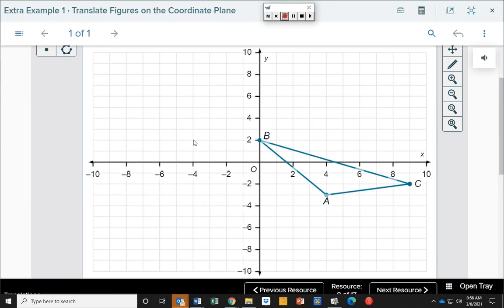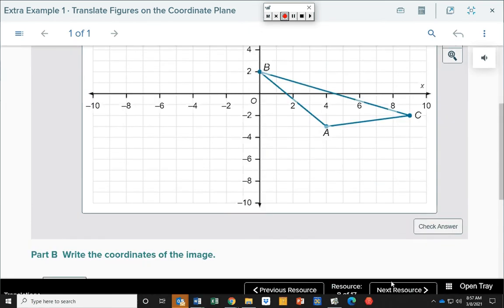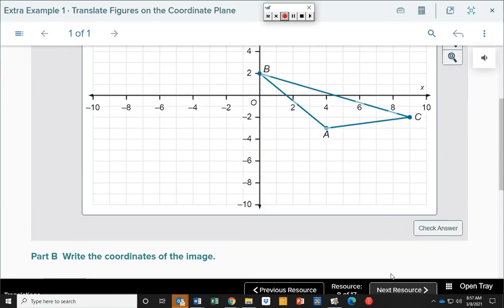What's B going to be? Negative 4 what? Negative 4, 5. What's C going to be? C prime. One, 2, 3, 4, 5, 5, 1. Okay, good. All right, does that make sense so far?